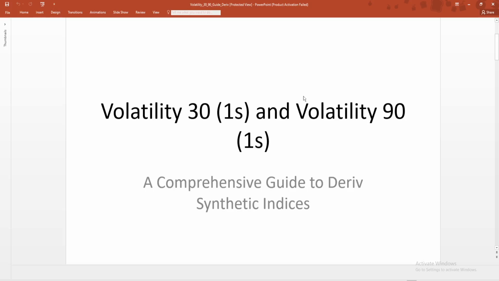Hello traders, I know most of you have seen the two new volatilities that have been added to Deriv, Volatility 30 1S and Volatility 90 1S. I've had people asking questions: what do these two volatilities mean? How do they work? And basically, what are they? So this is what we'll be looking into in this video.